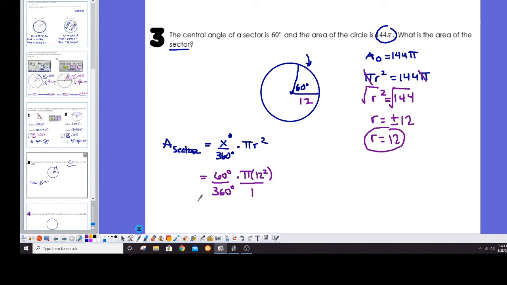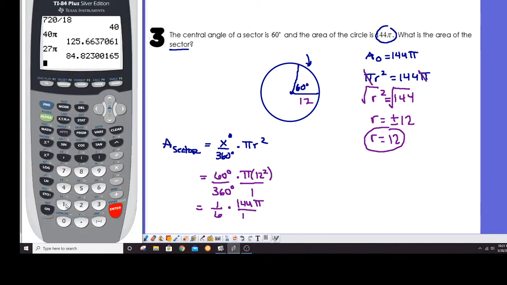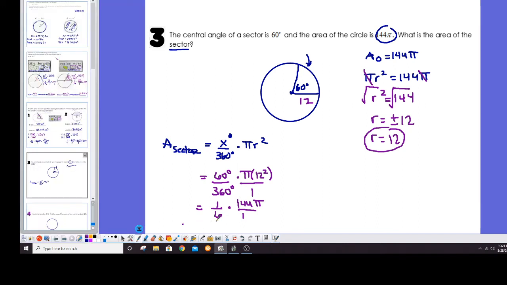And I know that 60 over 360 is 1/6 of the circle, and that's 144 pi. And I know that 144 divided by 6 equals 24. So 6 goes into 6 once, 6 goes into 144 24 times, and when I multiply straight across, 1 times 24 pi is 24 pi. 1 times 1 is 1.